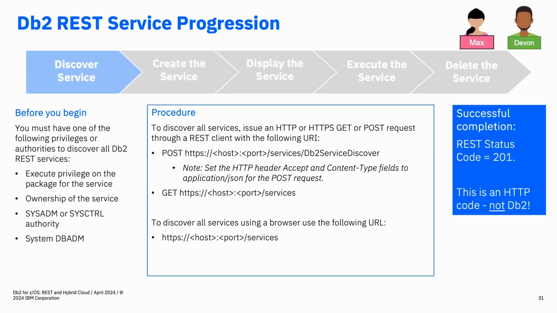And assuming this all goes well, so you issue your GET with /services in a fully RESTful environment, or POST with DB2 REST, you'll get a return code of 201, assuming everything goes well, because it always does, right? That's your successful completion code. This is an HTTP code, so that's something to note. It's not a DB2 code if you are used to DB2.